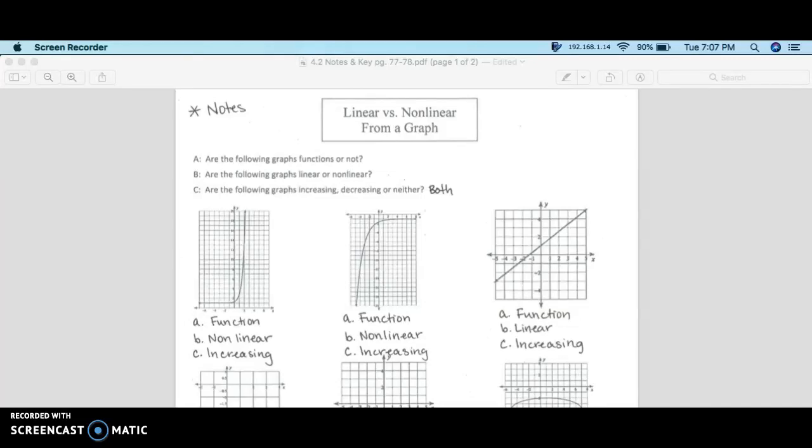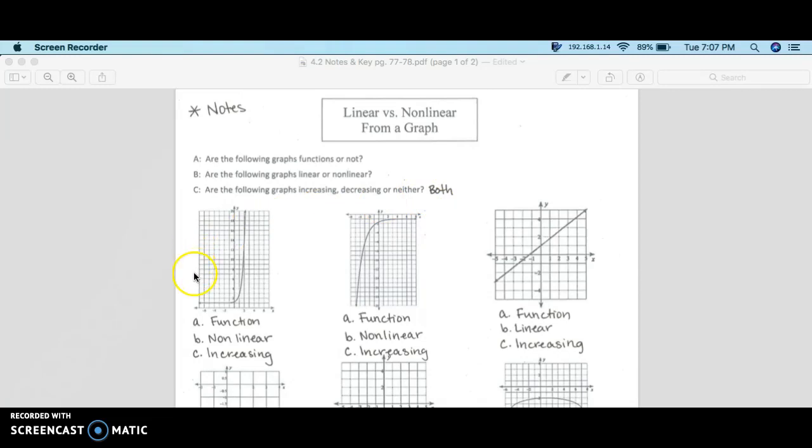The second part of section 4.2, we have the notes on page 77 and the assignment on page 78. We are still discussing linear versus nonlinear from a graph, but we're going to include a few more things. We're going to determine if the graph is a function or not, and whether it's linear or nonlinear, and then are the graphs increasing, decreasing, neither, or both.